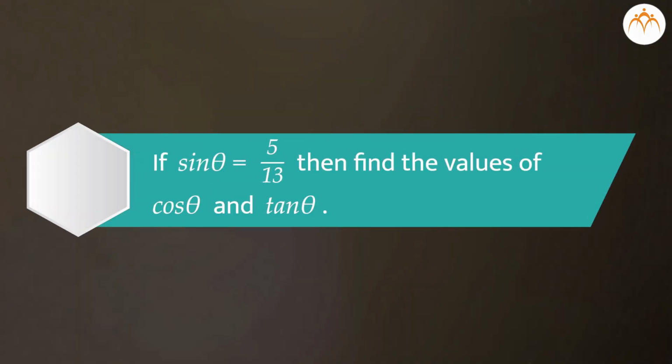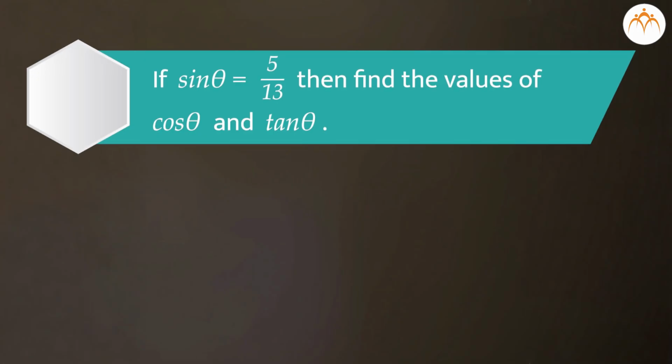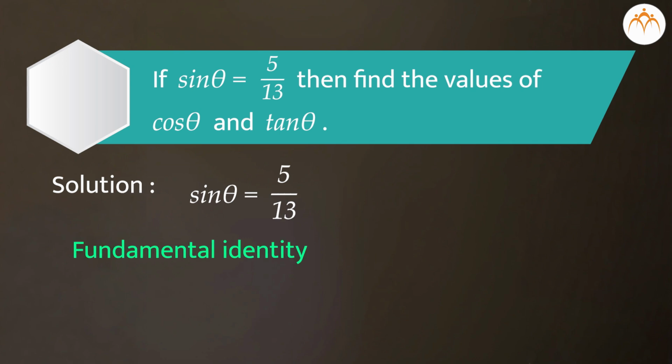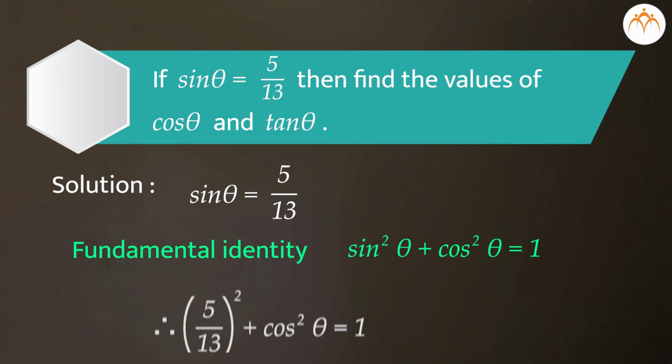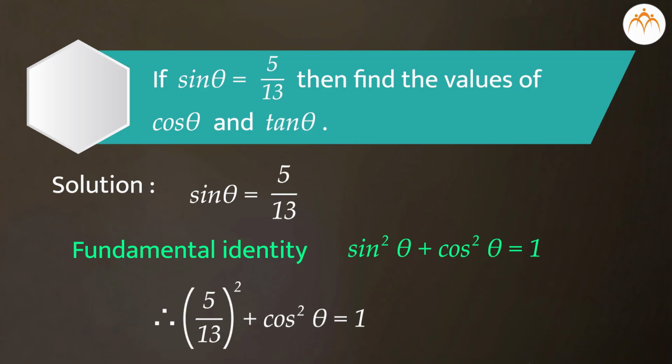First example. If sin theta is equal to 5 upon 13, then find the values of cos theta and tan theta. Solution: if sin theta is equal to 5 upon 13, we have the fundamental identity sin square theta plus cos square theta is equal to 1. Therefore, (5 upon 13) whole square plus cos square theta is equal to 1.